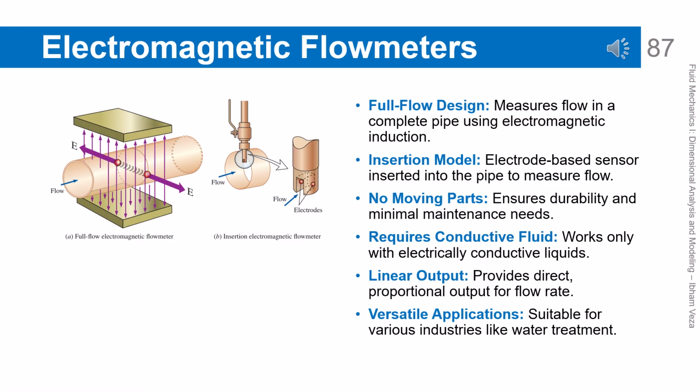Electromagnetic flow meters. An electromagnetic flow meter operates based on Faraday's law of electromagnetic induction. A conductive fluid generates an electrical voltage when it flows through a magnetic field. This voltage is proportional to the flow velocity. Because it has no moving parts, the device is very reliable and requires little maintenance. Its limitation is that it can only be used for conductive fluids.